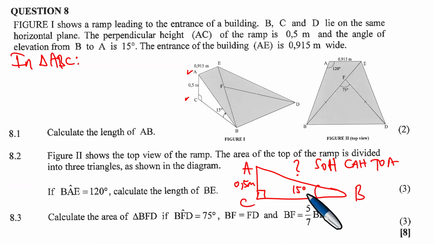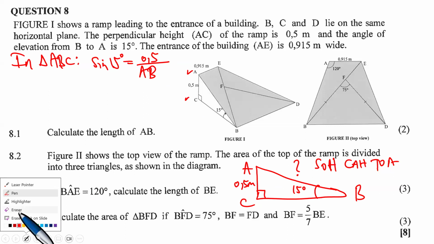Well done. Opposite over hypotenuse. So you're going to use the sine. So you're going to then say the sine of 15 degrees is opposite over hypotenuse. Opposite is 0.5. The hypotenuse is actually AB, like so. You're on point. Well done.